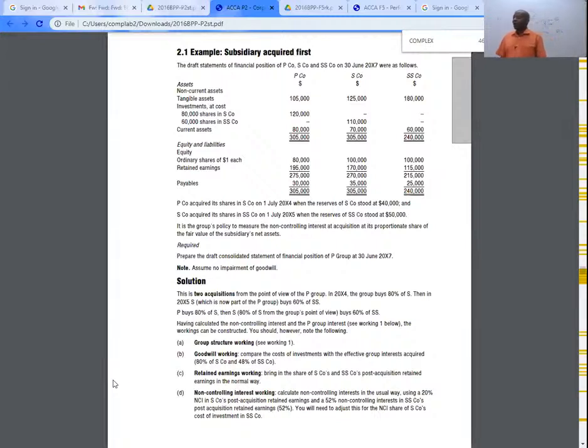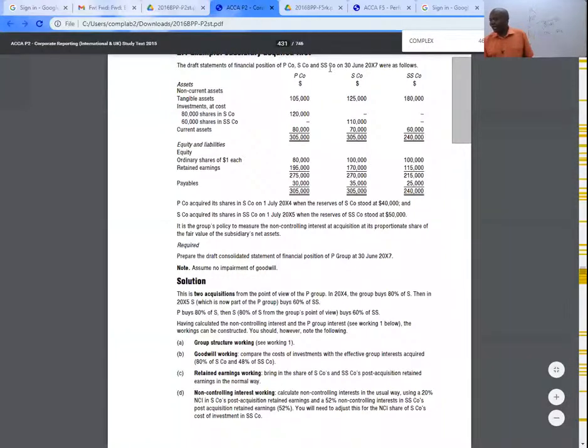We are told here the draft statements of financial position of P company, S company, and SS company on 30th June 20x7 were as follows. So we have assets, etc. We are told that P company acquired its shares in S company on 1st July 2014. And then S company acquired its shares in SS company on 1st July 2015, where the reserves stood at that.